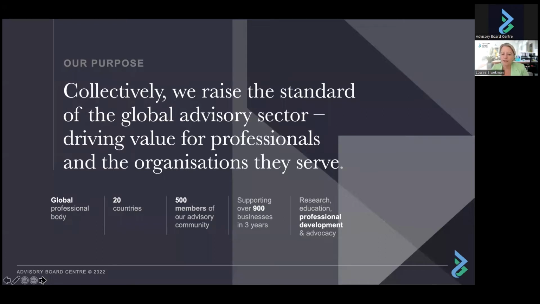So the Advisory Board Centre, collectively, we are here to raise the standard of the global advisory sector so that we are driving value for professionals who are advisory board professionals and then the organisations that they serve. We operate in over 20 countries. We have about 500 members in our advisory board community in those 20 countries. And we support over 900 businesses in the last 3 years in helping them think through the different roles and responsibilities that they have for their advisory structure. Our key role is research, education, professional development, and advocacy.